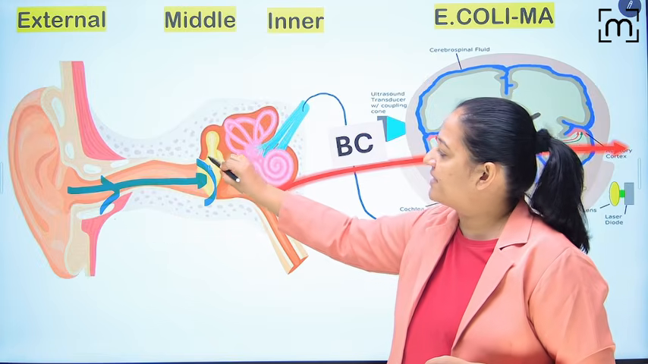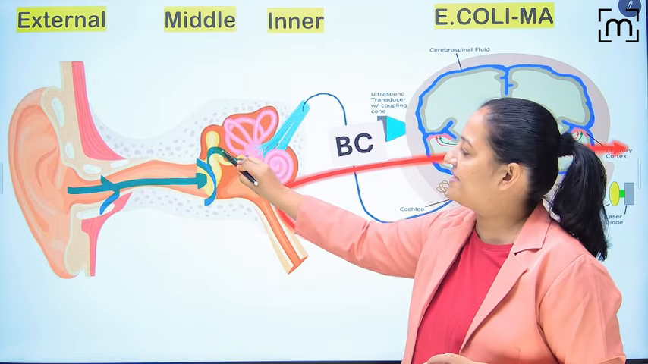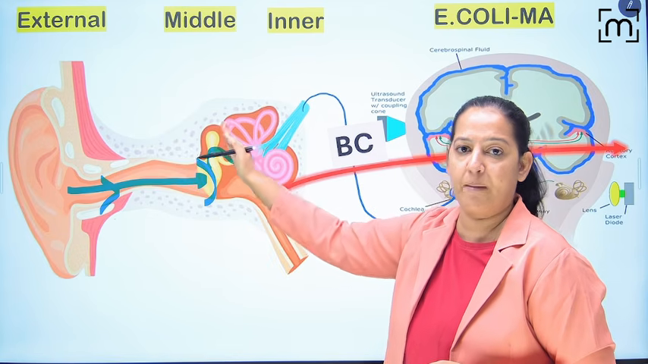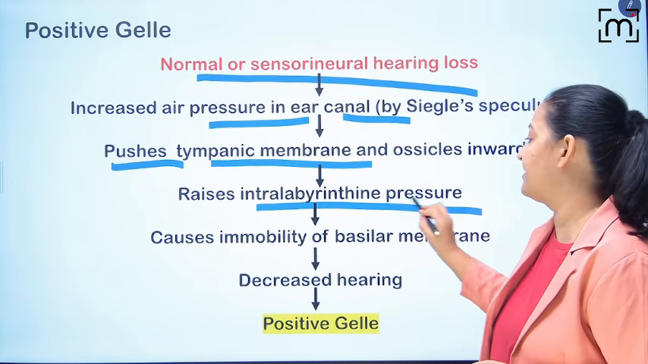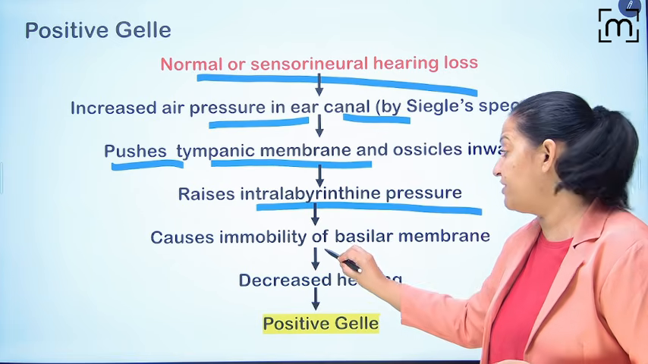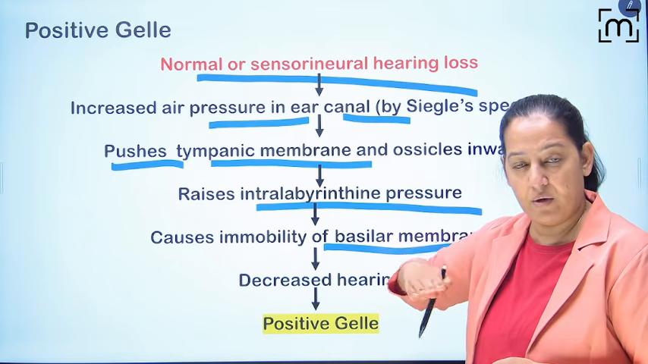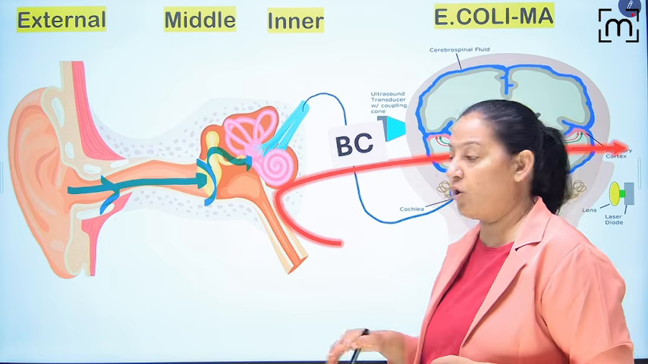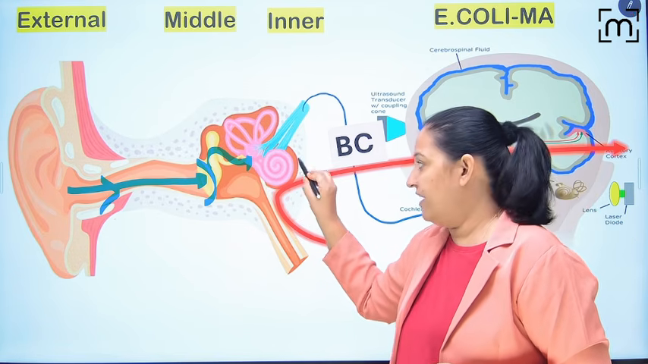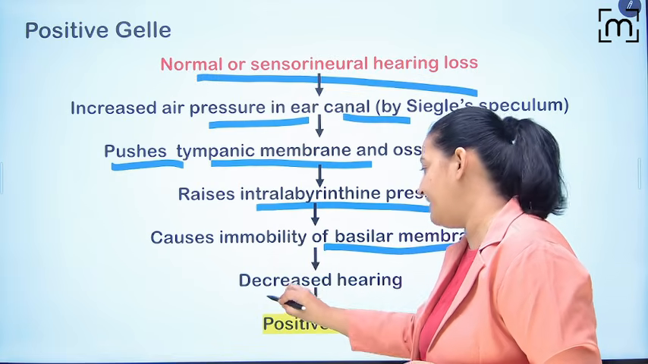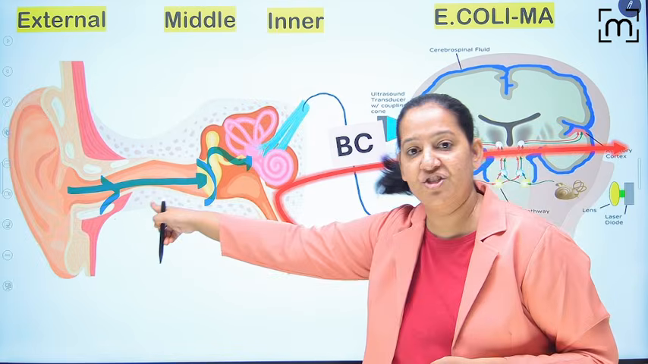It will push the ossicles, and the ossicles will push the stapes, M-I-S, M pushes I, I pushes S, S pushes the cochlea. It will increase the intralabyrinthine pressure in the cochlea, which will cause immobility of the basilar membrane. Yesterday I taught you that in the cochlea we have the basilar membrane on which there is the organ of Corti. So there is immobility of the basilar membrane and decreased hearing. So on increasing pressure, there is decreased hearing.